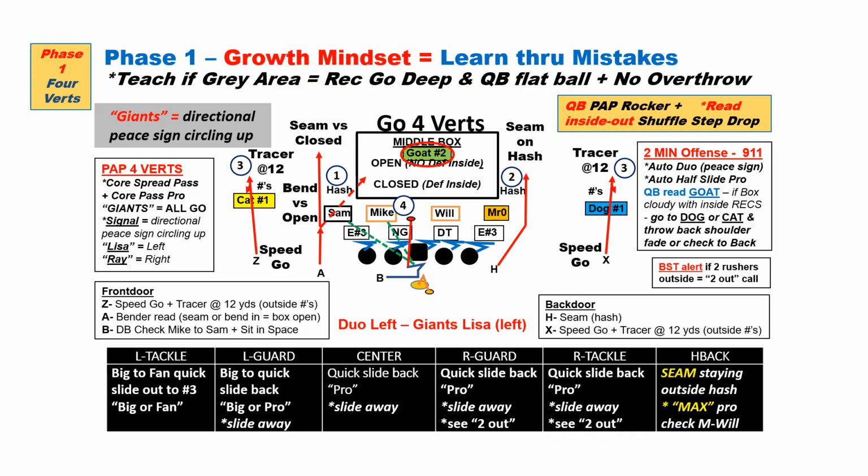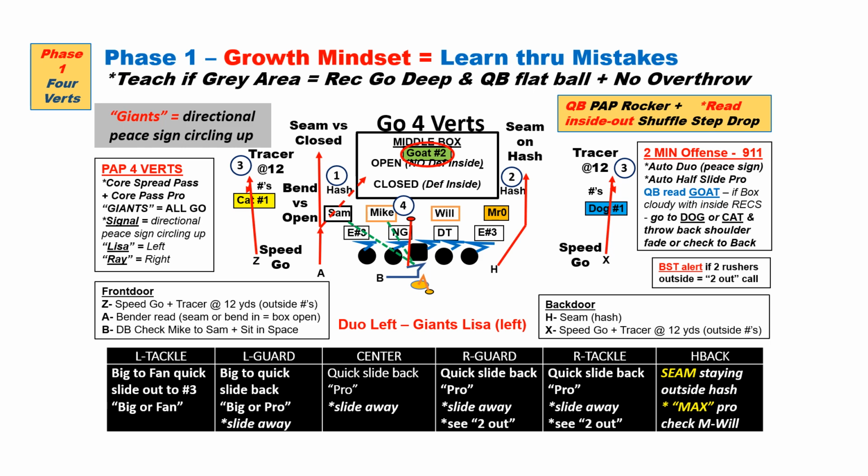Phase 1 with our 4 verts, again, we learn through making mistakes, so we want to encourage them to get the reps and be aggressive, and we're going to keep improving through making those mistakes. Key teaching point: don't tell the players what they're doing wrong, tell them how to do it correctly.